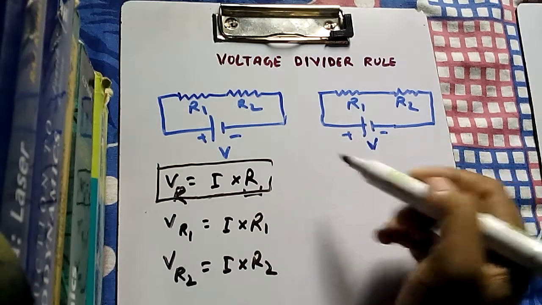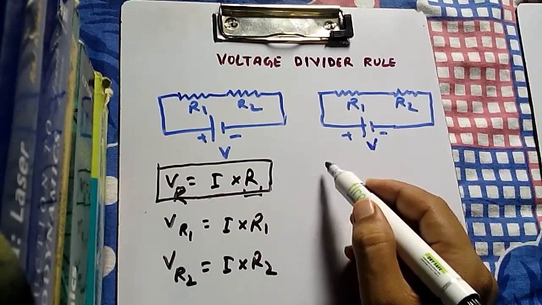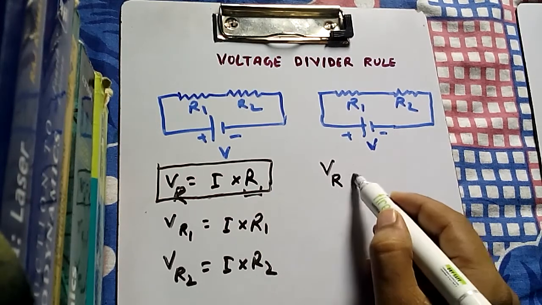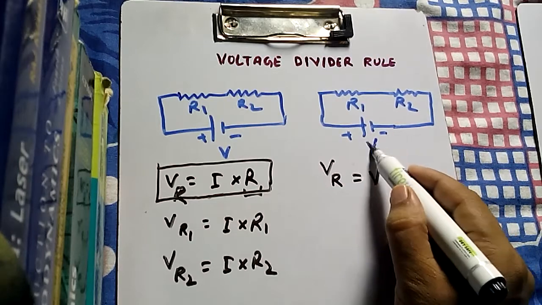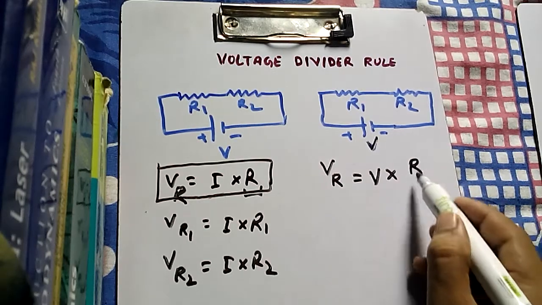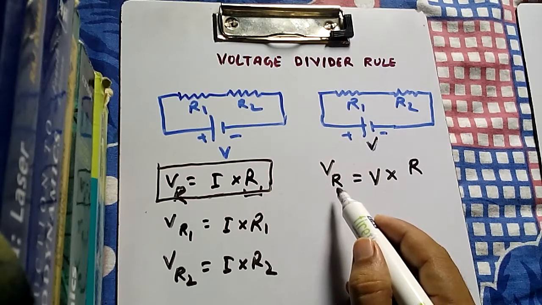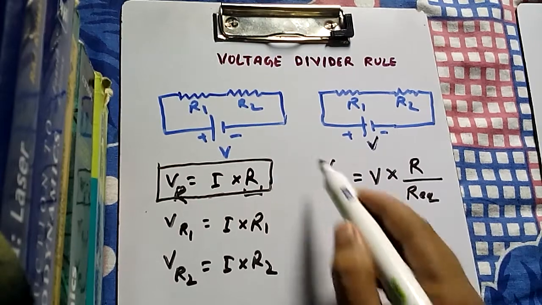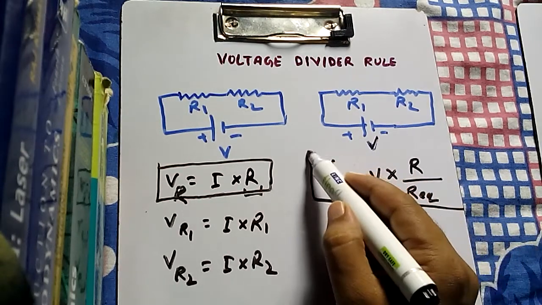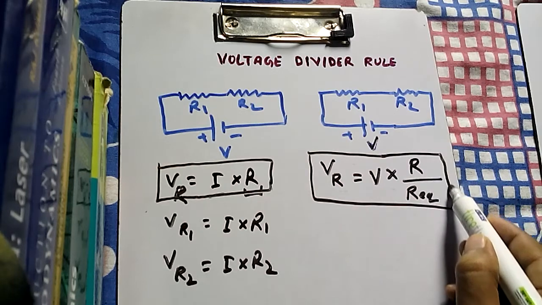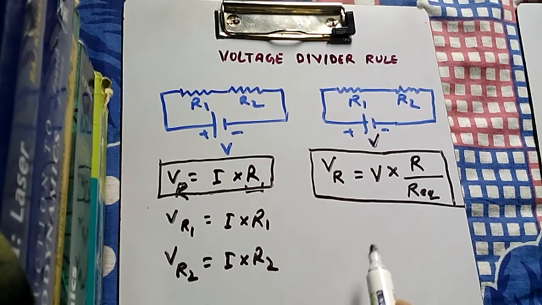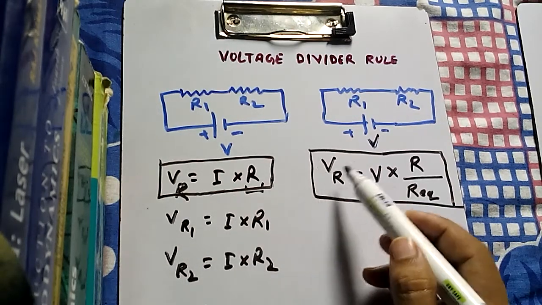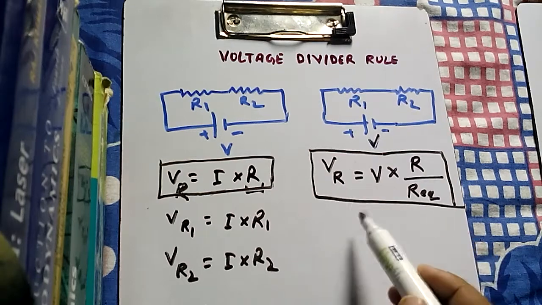And the second method is the standard voltage drop formula, which gives us the voltage drop across any resistance R is equal to the EMF, V, into the same resistance that I want to find the voltage drop across, divided by all the resistances added, that means R equivalent. So this is another formula. So we have two formulae for finding the voltage drop across a resistor. Either you use Ohm's law as the voltage drop formula or you use the standard voltage drop formula.